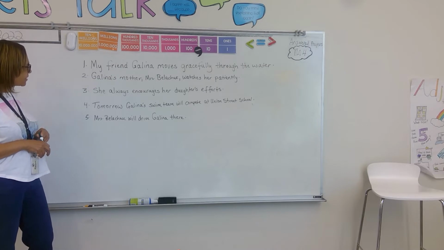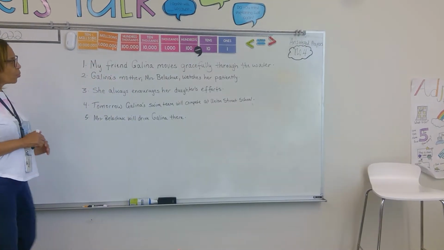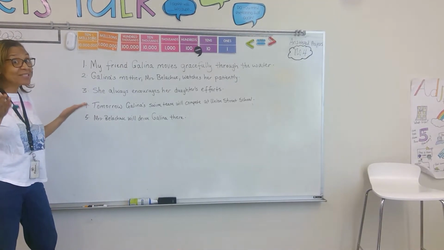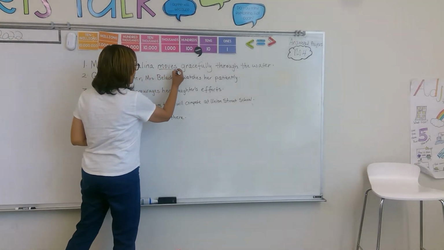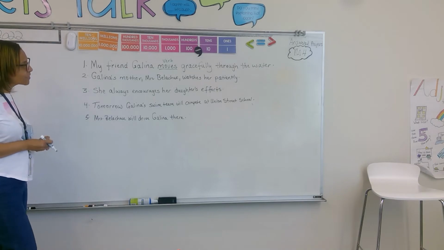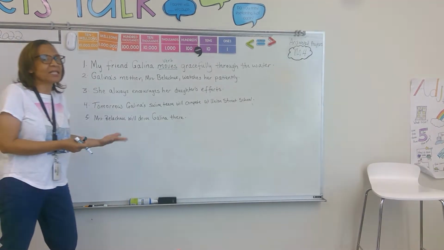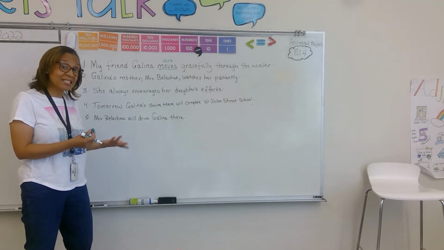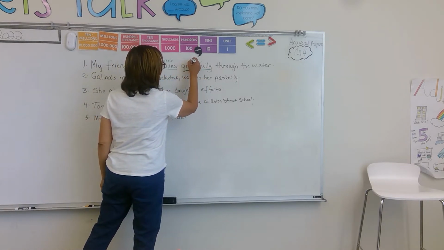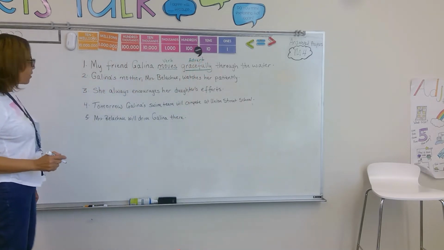So let's look at the first sentence here. My friend Galina moves gracefully through the water. What is the verb in the first sentence? Correct. The verb is moves. That's the verb here, and it tells us how she moves. Sometimes an adverb tells you how something is done, or to what extent something is done. So we know that this is gracefully. She moves gracefully. So this is the adverb. That's for our first sentence.